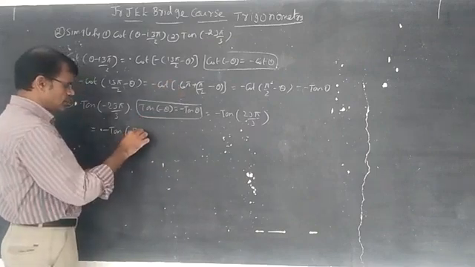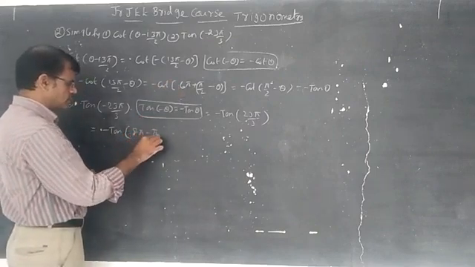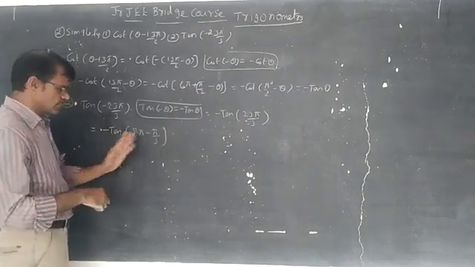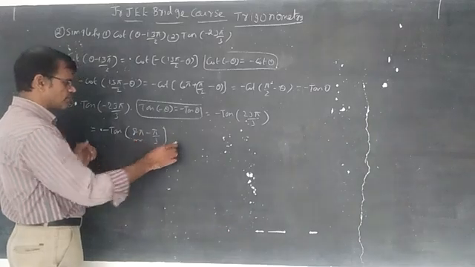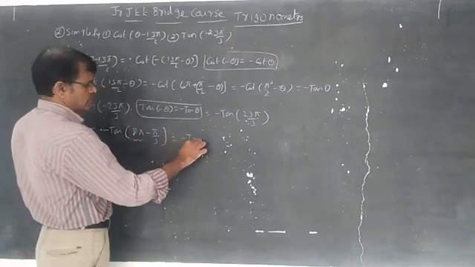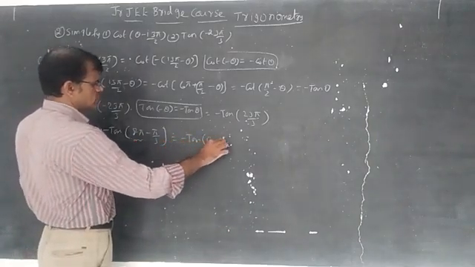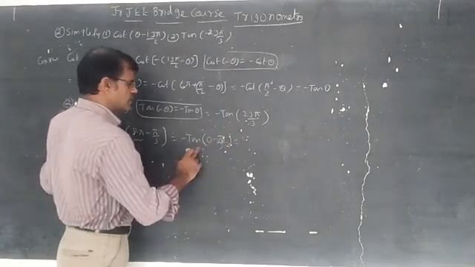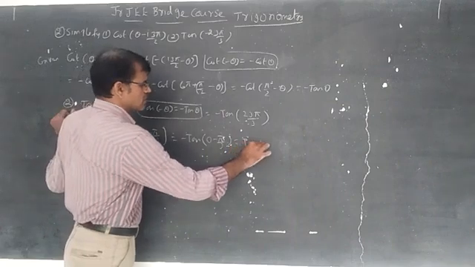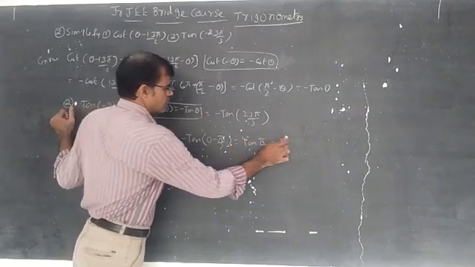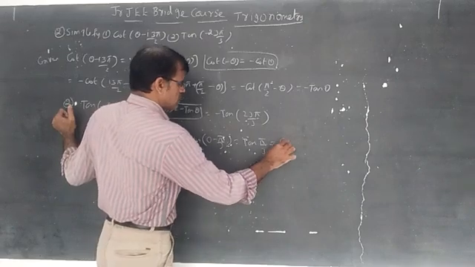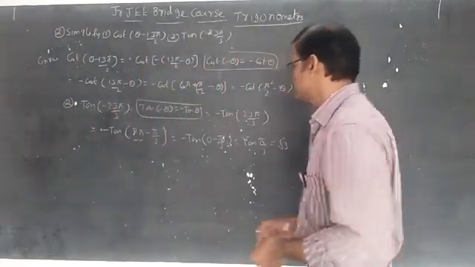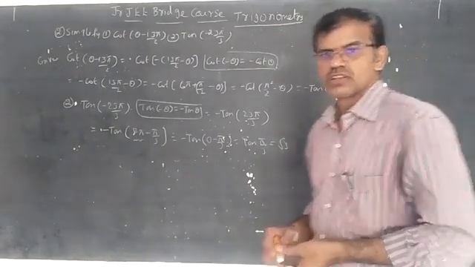If we write 23 pi by 3 as 8 pi minus pi by 3, students, the multiple of 2 pi becomes 0. So it is nothing but 0 minus pi by 3, which becomes tan of minus theta. Minus of minus becomes plus, tan pi by 3. The value of tan pi by 3 is tan 60, which means root 3. The value is root 3 here.